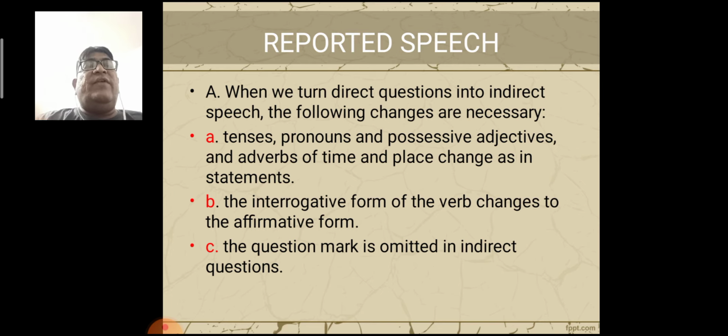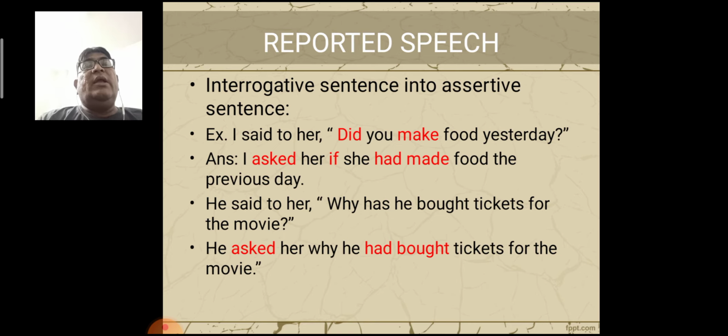Next rule, when we turn direct questions into indirect speech, the following changes are necessary. Point number A, tenses, pronouns and possessive adjectives and adverbs of time and place change as in statements. Number B, the interrogative form of verb changes into the affirmative form. The question mark is omitted in indirect questions. So these points we have to follow. Interrogative sentences into assertive sentences.